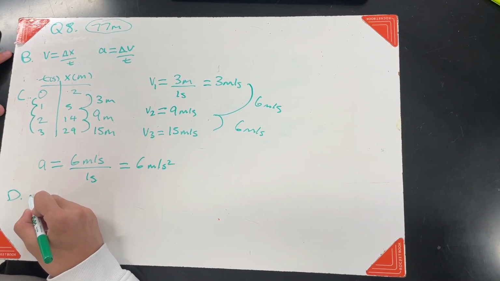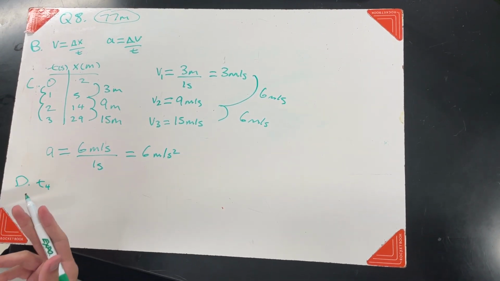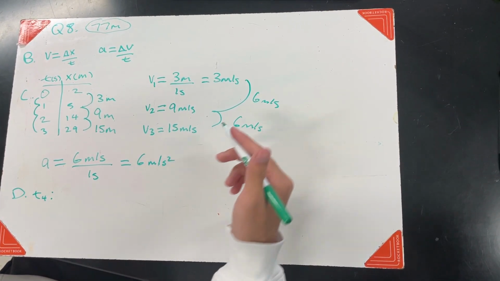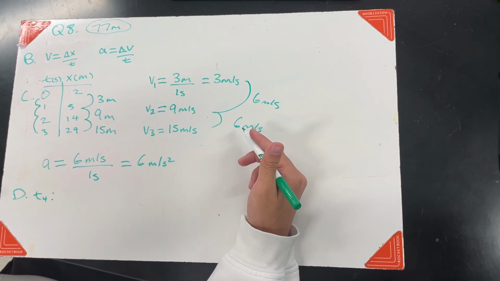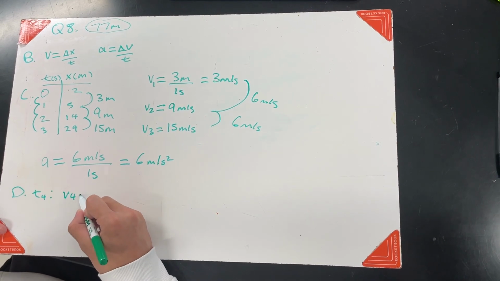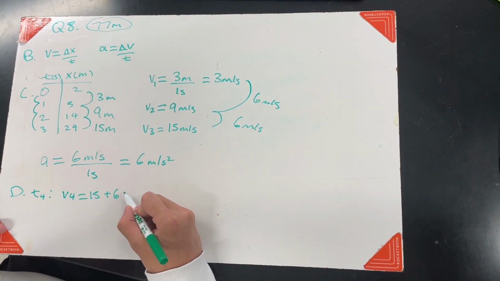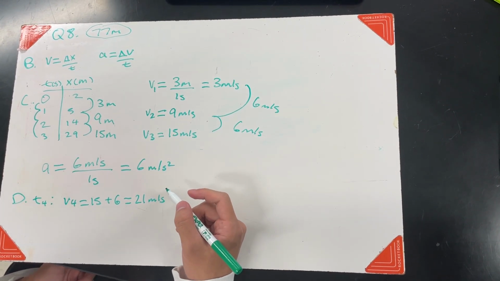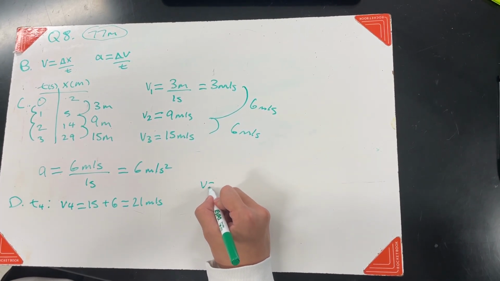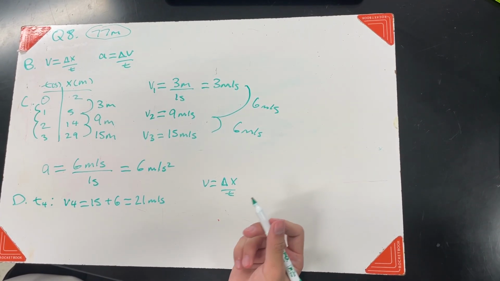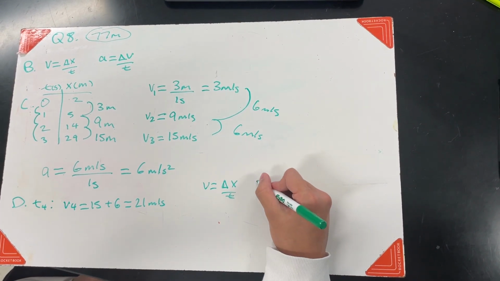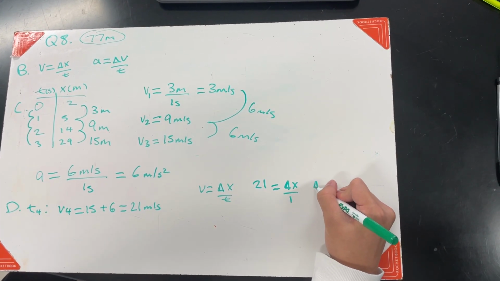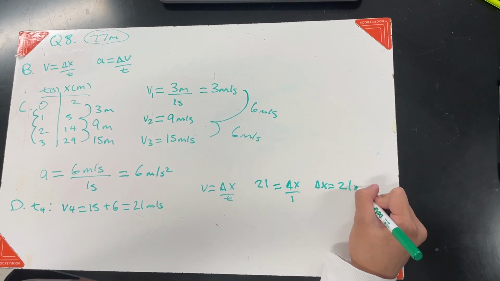So for the position at t equals 4, or we'll just call this the 4th time, we can see that the acceleration is still constant. So then our velocity will be equal to 15 plus 6 equals 21 meters per second. And then since our velocity is equal to the change in x over time, we can plug in values. The t is still going to be 1 second. So this is going to be 21 equals delta x over 1. And we can see that delta x is just simply equal to 21 meters.